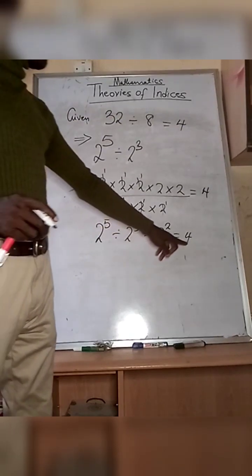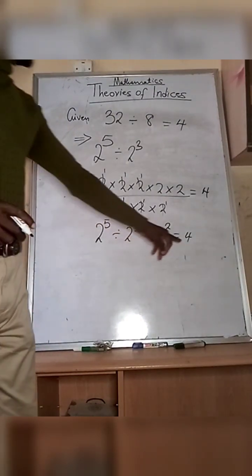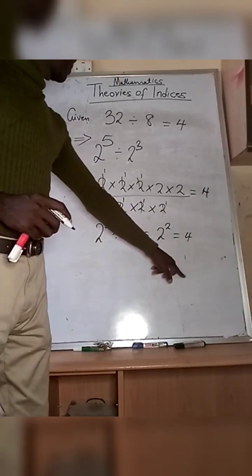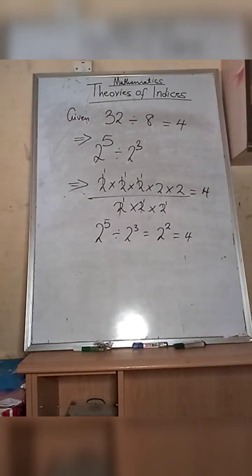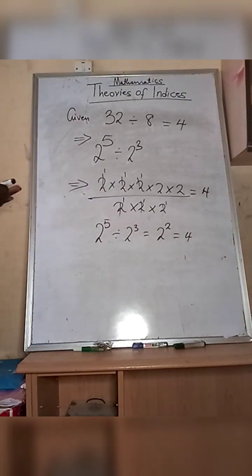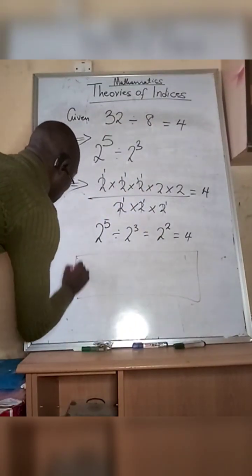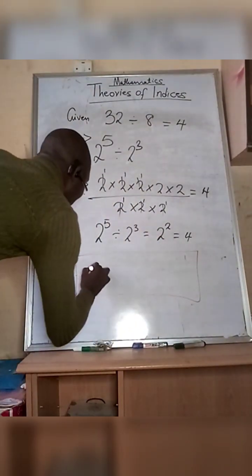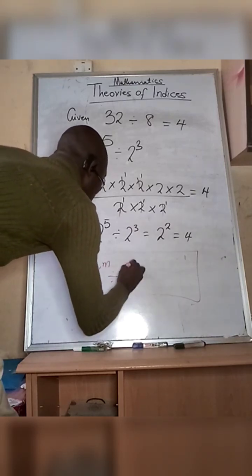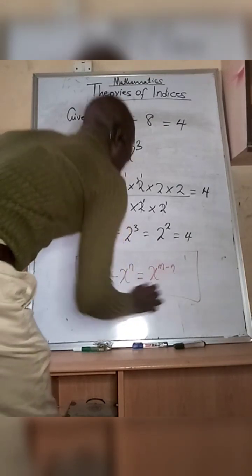And that is what I have tried to establish here by writing this 4. This 4 would not have been necessary, but I am just trying to establish it for the purpose of empathy. Now look at this. That brings about this other rule, which is called the division rule. x raised to the power m divided by x raised to the power n is equal to x raised to the power m minus n.